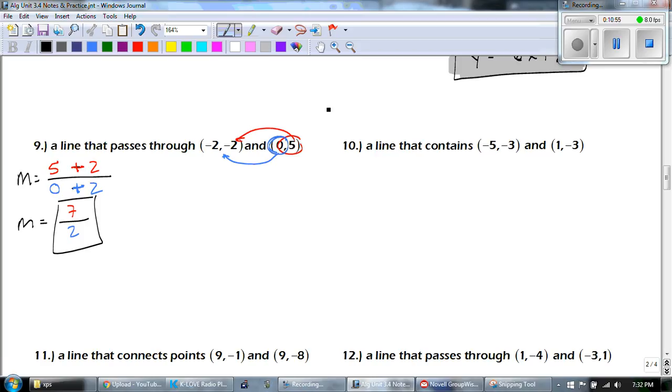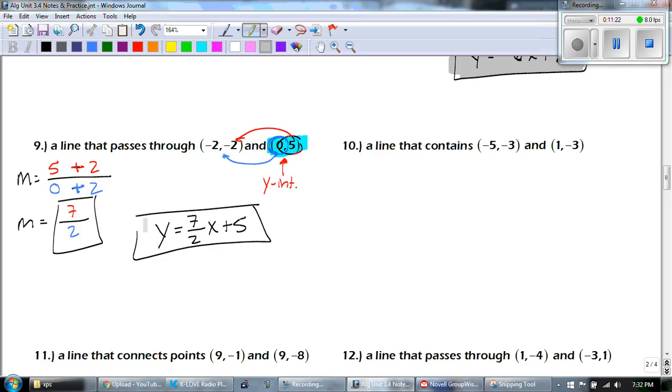So now that we know that the slope is 7 over 2, I can go into point slope, but hey, once again, it's good to know your points because (0, 5), that's my y-intercept. So I can come right back in here and say that this is y = 7/2x + 5. Now, if you didn't know that, you're going in and doing point slope and using either one of those points, okay?